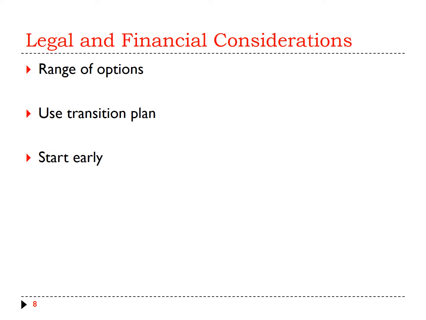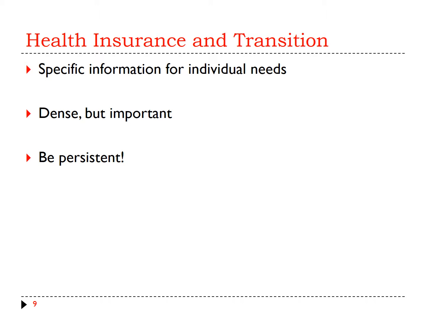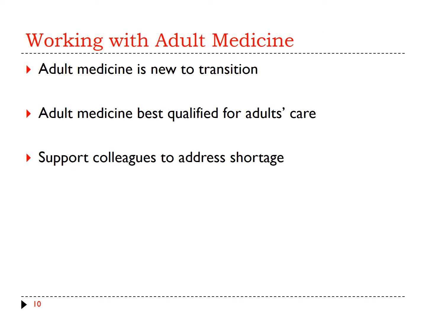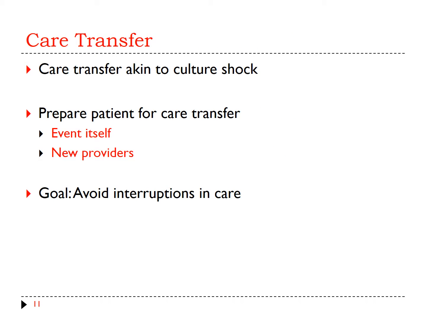Module 6 identified legal and financial considerations during transition, including guardianship, vocational rehab, and Social Security. Module 7 presented information and tools for patients to maintain continuous coverage during transition. Module 8 described the importance of educating colleagues in adult medicine and strategies to build your referral network of adult-oriented providers. Module 9 examined strategies for transferring patient care to an adult-oriented provider.